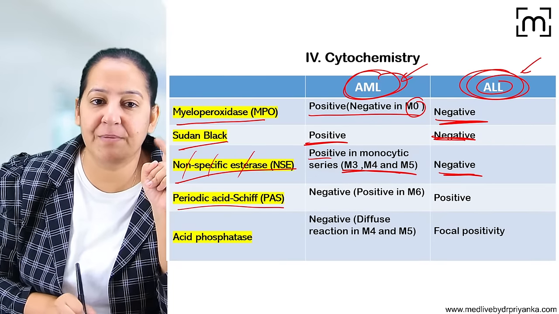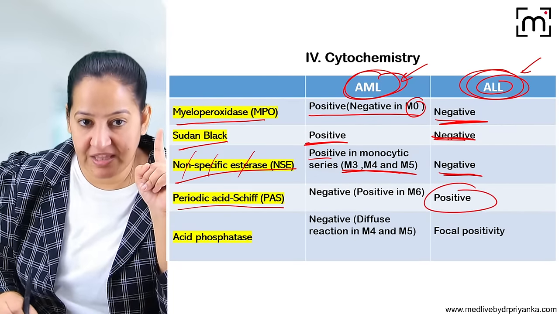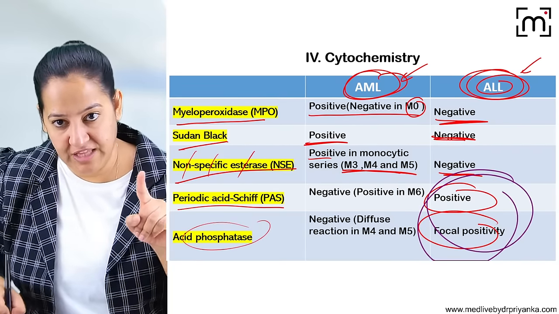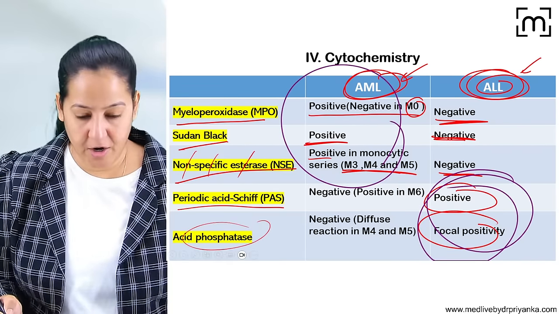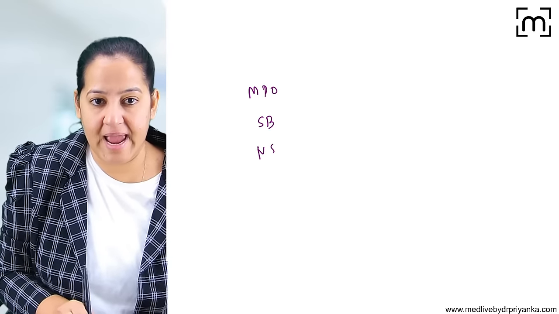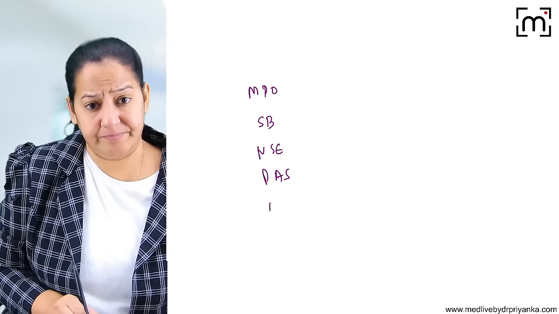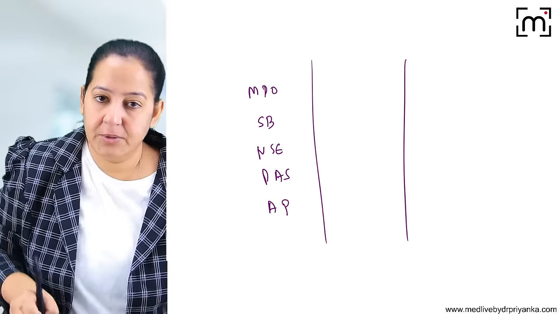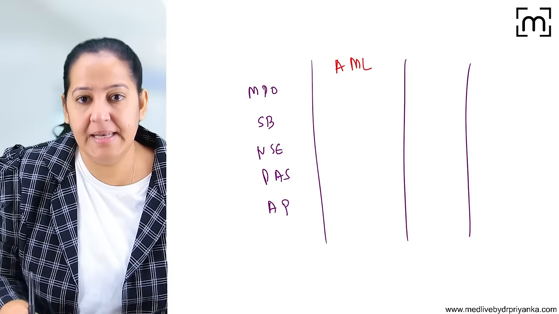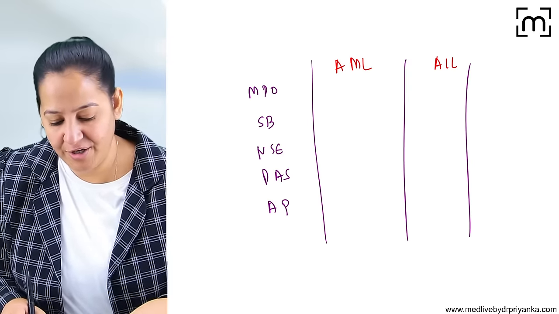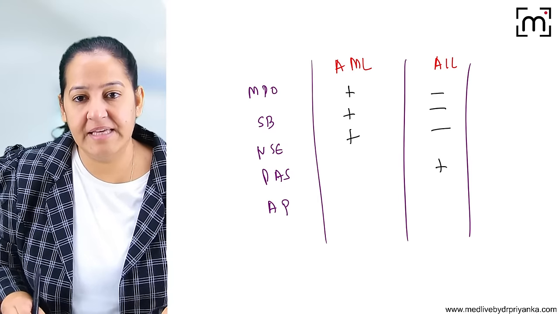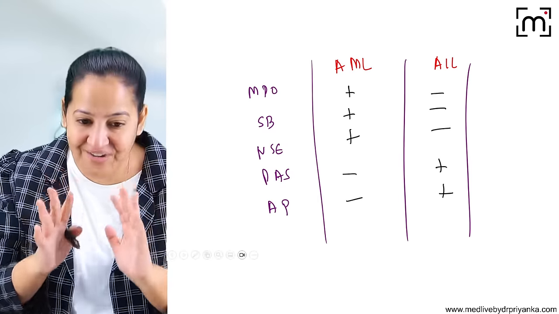PAS is periodic acid Schiff. It is positive there, and acid phosphatase is also positive there. So these are the two which are positive there, and these are the three which are positive here. How many of you got it? So MPO, Sudan Black, NSE, PAS, acid phosphatase. So learn them in a sequence and learn AML, ALL. I want you to learn these three are positive here but negative there, and these two are positive there, negative here. This is the generalized thing.